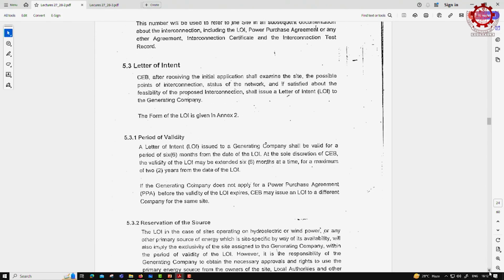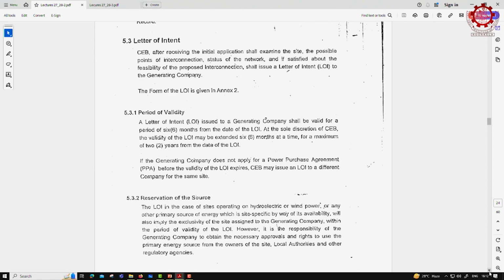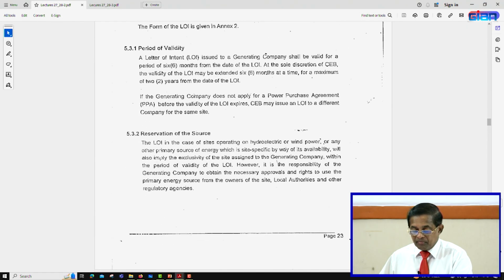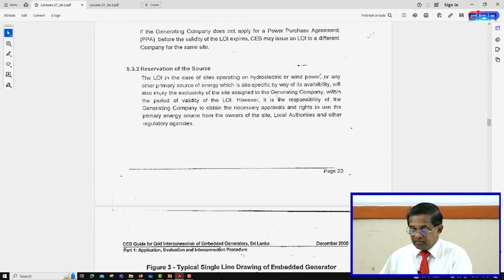This letter of intent is a legal document. Once the letter of intent is issued to you, you can go to a bank and say, I have a letter of intent from CEB for this power plant, therefore I want to negotiate a loan with you. So, when you have the letter of intent, you have a legal hold on the project. You have a legal hold on the project, in the reservation of the source.